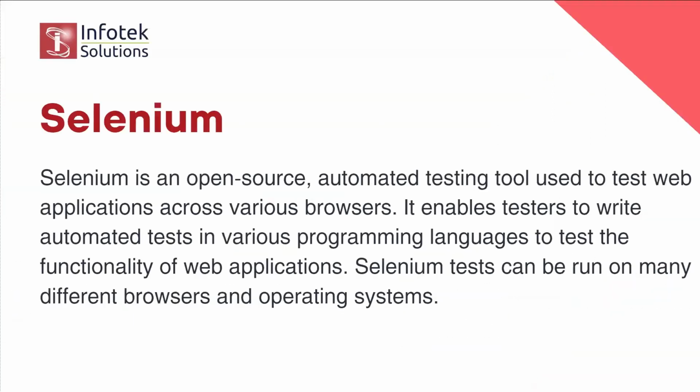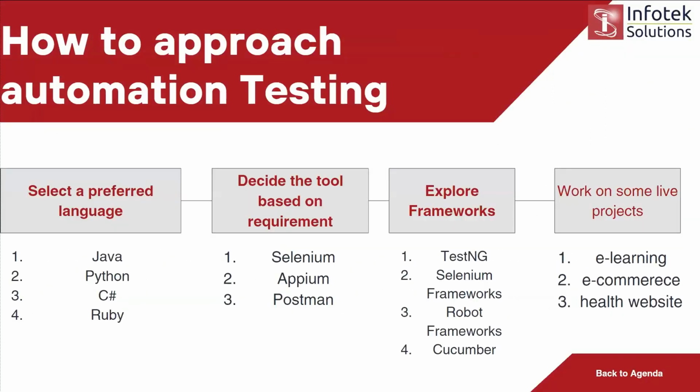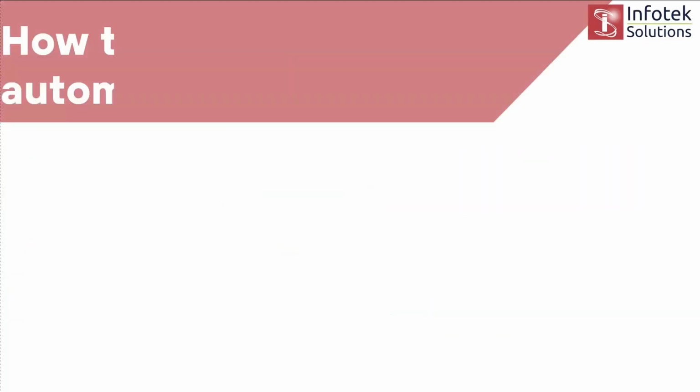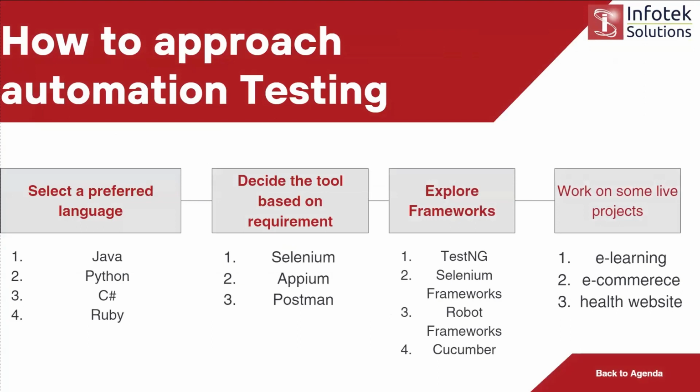Now, the next question is how to approach automation testing. That's one of the most important questions. At this point, you have to understand what exactly is needed for automation testing and how you have to approach it. So you need to select a preferred language. There are multiple options like Java, Python, C Sharp, Ruby. These are different languages that support automation testing.